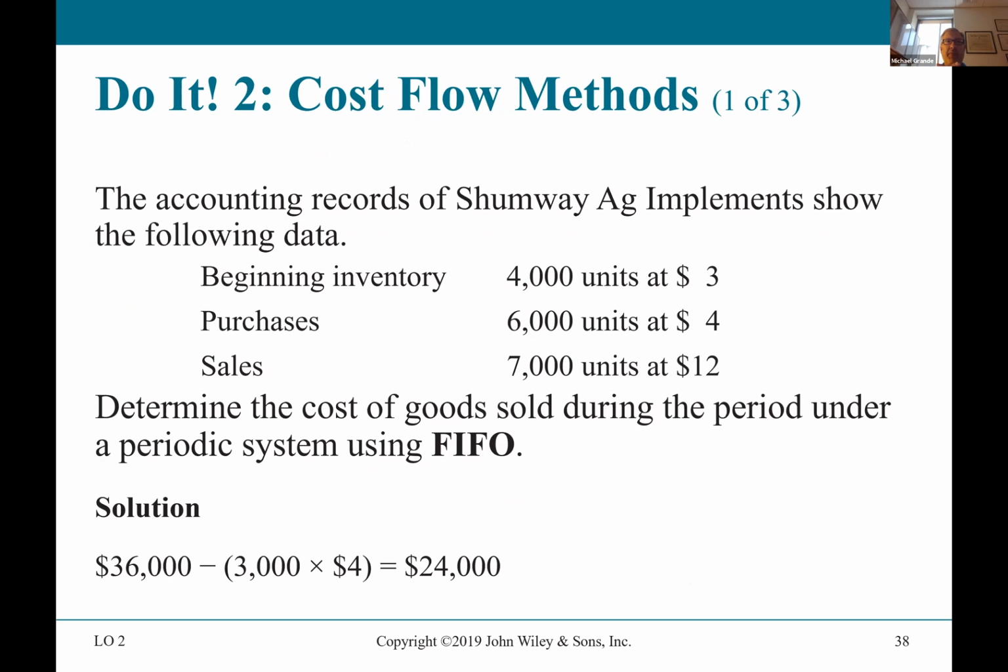So here's an example. The accounting records of Shumei show the following data. Beginning inventory, 4,000 units at $3 a unit. Purchases, 6,000 units at $4, and they sold 7,000 units. The sales price was $12. So they had goods available for sale of 4 plus 6, 10,000 units available for sale. They sold 7,000. But what was the cost of those 7,000? It depends on the cost flow assumption. So determine the cost of goods sold during the period under a periodic system using FIFO.